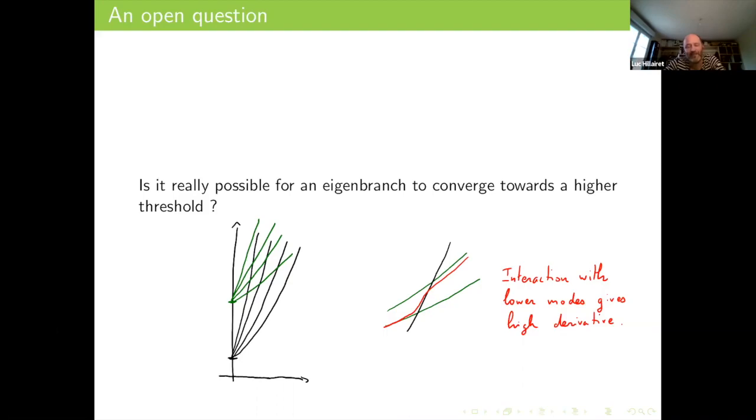So we first make a change of operator so that embedded eigenvalues become a true eigenvalue. So this is this pseudo Laplacian approach, and then we prove that all the eigenbranches have to go to the lowest threshold, and going to the lowest threshold means that it is not an embedded eigenvalue.